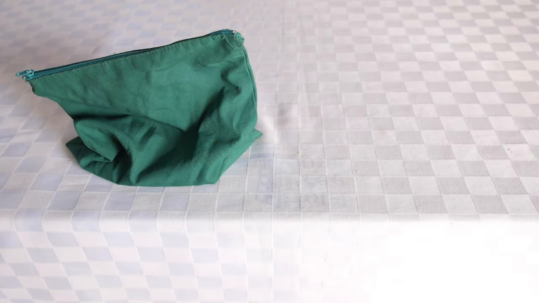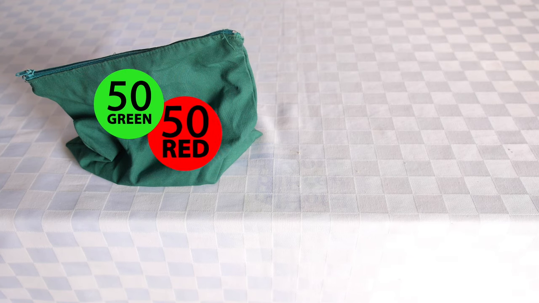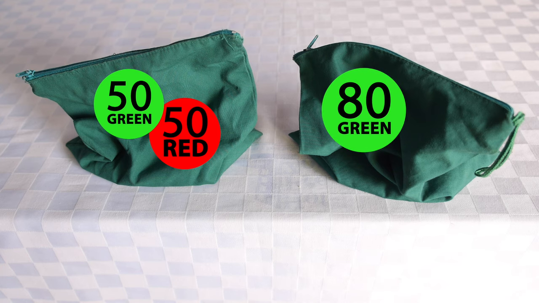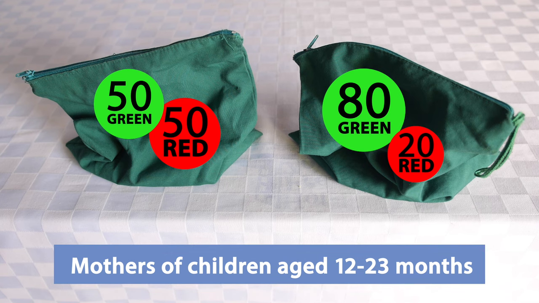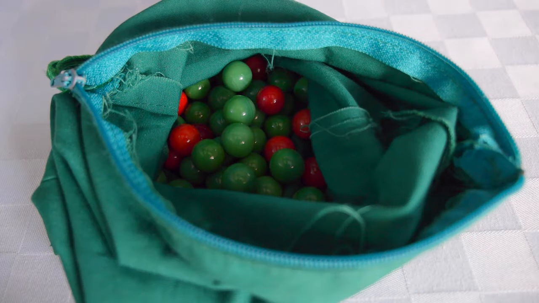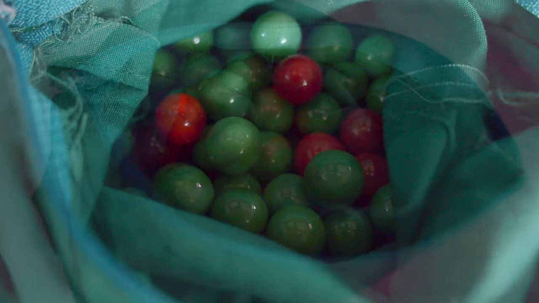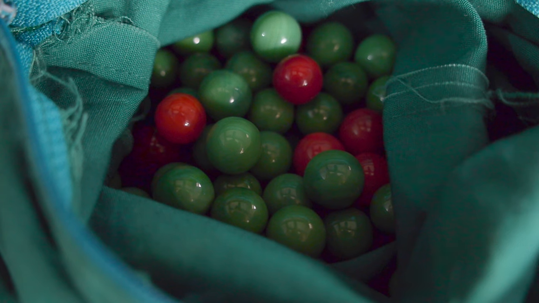In this bag, there are 50 green marbles and 50 red marbles. In this other bag, there are 80 green marbles and 20 red marbles. Imagine that each of these bags represents all of the mothers with children 12 to 23 months of age in either supervision area A or supervision area B. The green marbles represent mothers whose child has been vaccinated against measles before their first birthday. The red marbles represent those who have not.